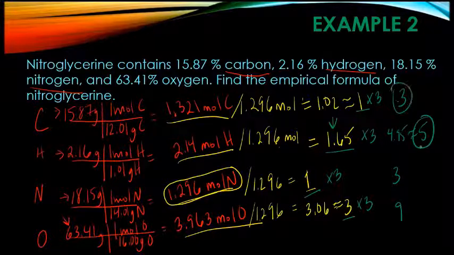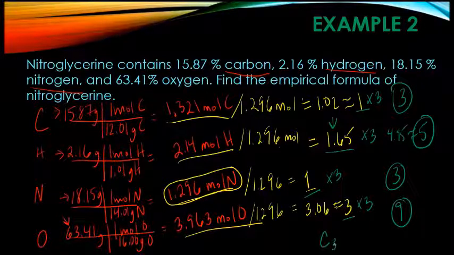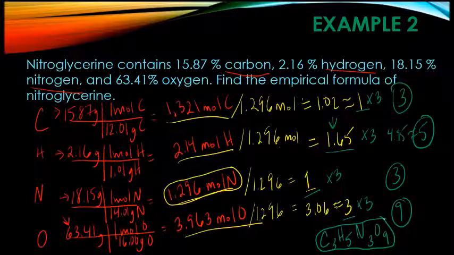Look here, we have 3 carbons, 5 hydrogens, 3 nitrogens, and 9 oxygens. So it'd be C3H5N3O9 for nitroglycerin. This would be our empirical formula.